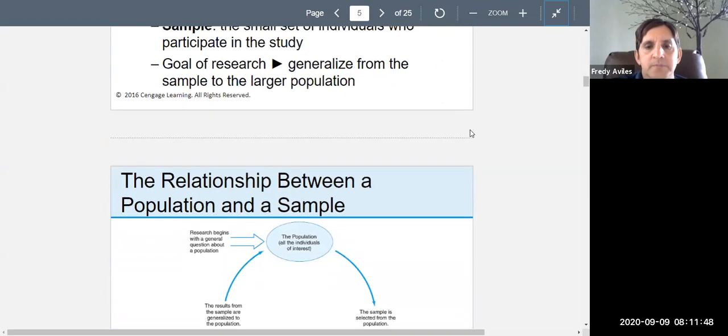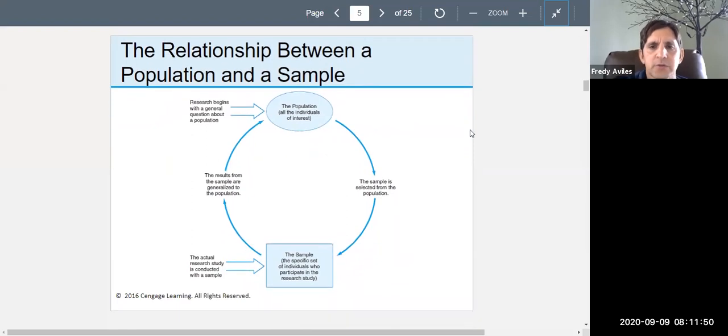Let's keep going. And here's a visual for you guys to further illustrate the relationship between a population and a sample. So you can see at the top there, that first oval there at the top, it says the population of individuals of interest, okay? So it might be people who are depressed or people who are alcoholics, schizophrenics, whoever you're interested in, right? That's the population. It's not everybody, okay? It's just the particular group of people who have something in common that you're interested in, okay?